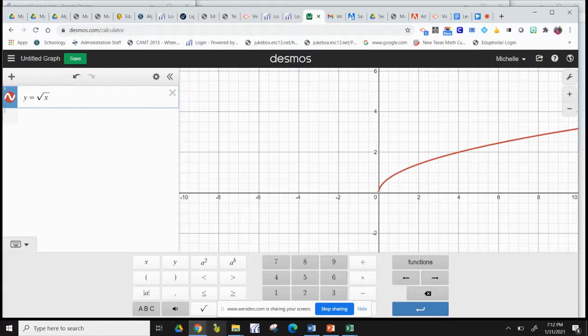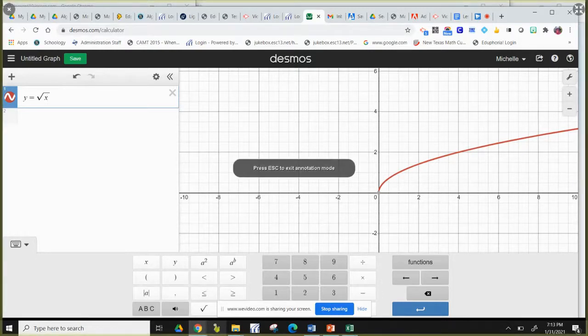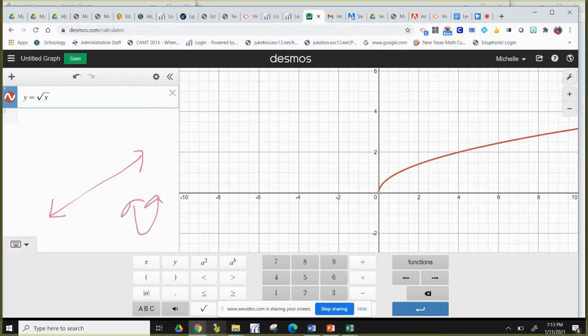Notice the graph. It has an endpoint at 0, 0. Our other functions we've studied had arrows going both ways. Think about, we had in Algebra 1, you did linear functions. Linear function had arrows going both ways. Quadratic function had arrows going both ways. Absolute value function had arrows going both ways. Look at the square root function, has an endpoint at 0, 0.